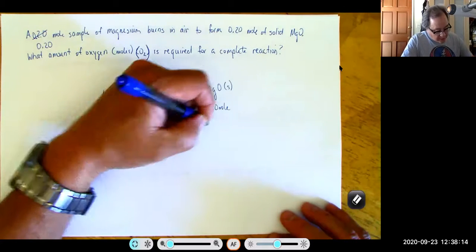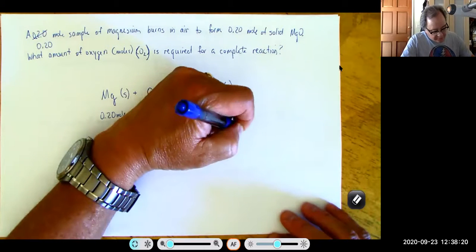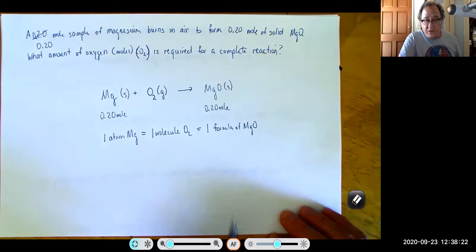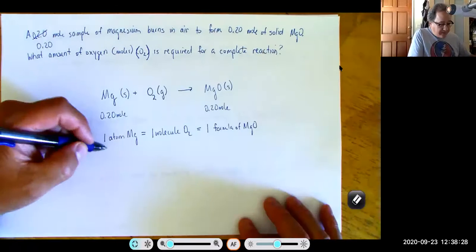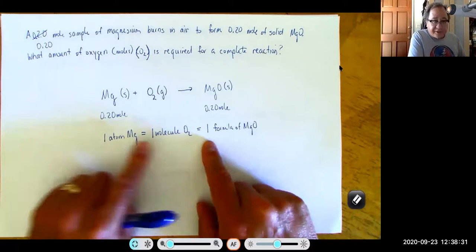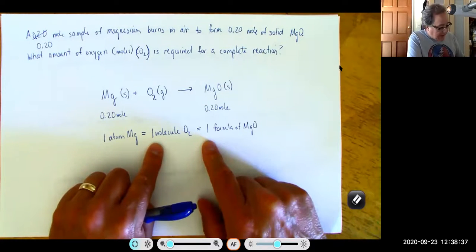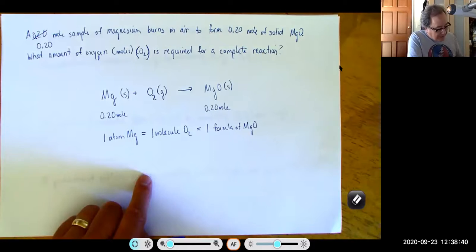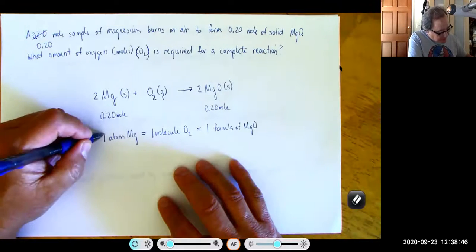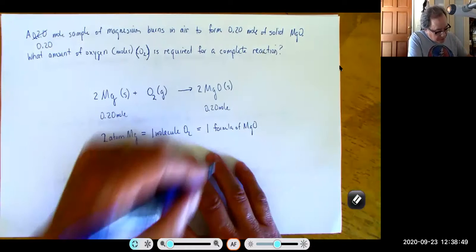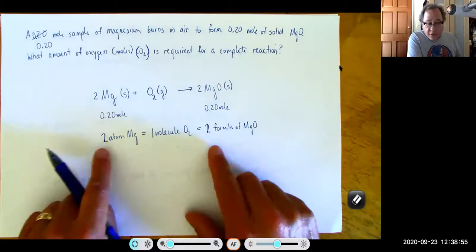equal to 1 formula of MgO. We can't call that a molecule because it's ionic, it has a metal and a nonmetal. But these stoichiometric coefficients are just ratios. And here, we do need to balance the reaction. And to balance the reaction, we would put a 2 here and a 2 here. So that means this becomes 2 atoms of magnesium react with 1 molecule of O2 to form 2 formulas of MgO. These stoichiometric coefficients are ratios.